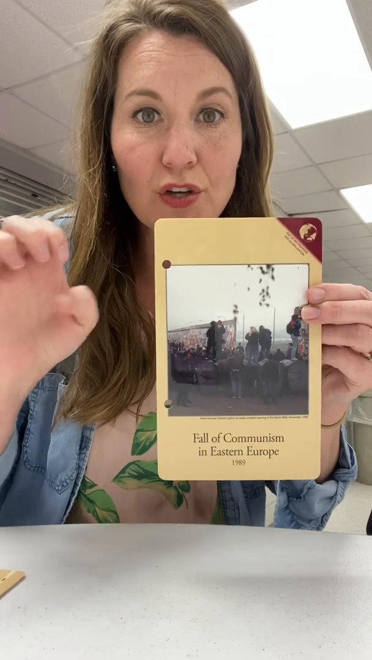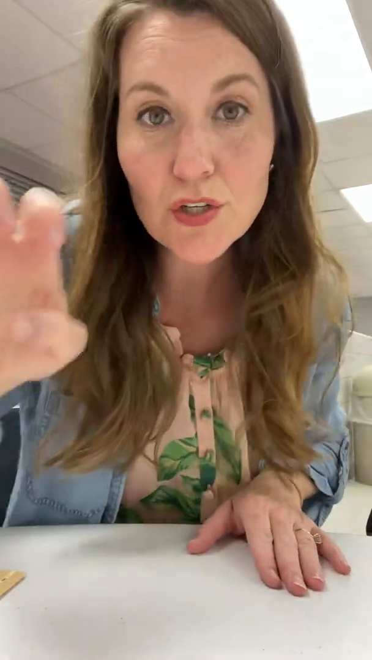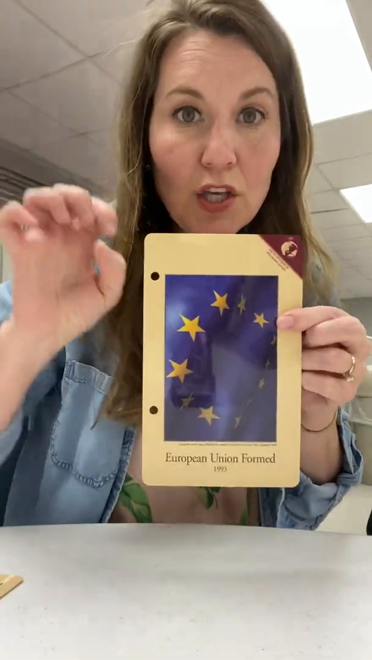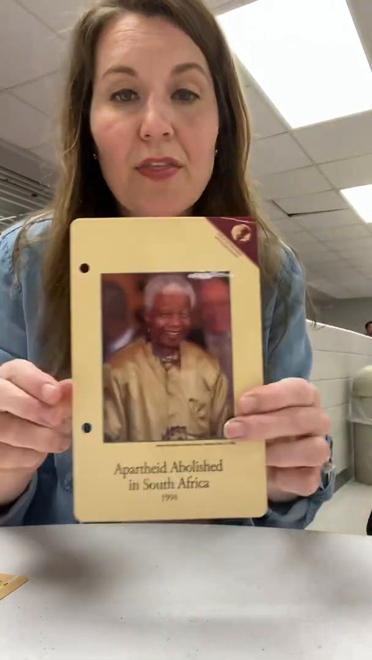The fall of communism in Eastern Europe. So you do the fall of communism. Remember, that's our strong arm. In Eastern Europe, European Union formed. Remember, that's our linking. European Union formed. Apartheid abolished in South Africa. So that's no longer segregated. That's our S hand. Bring it down for South Africa.